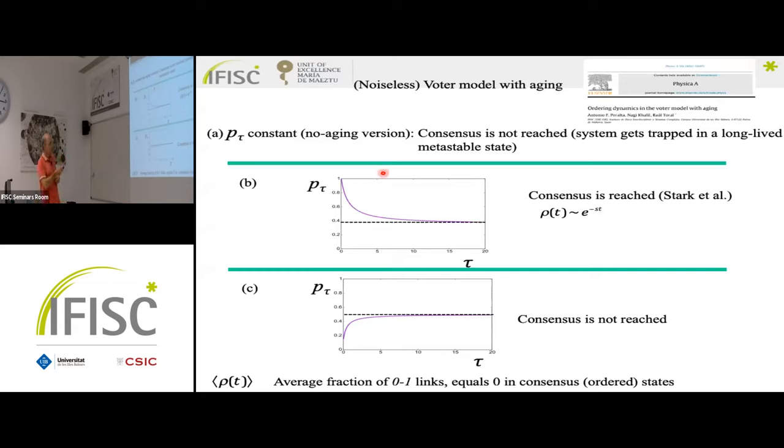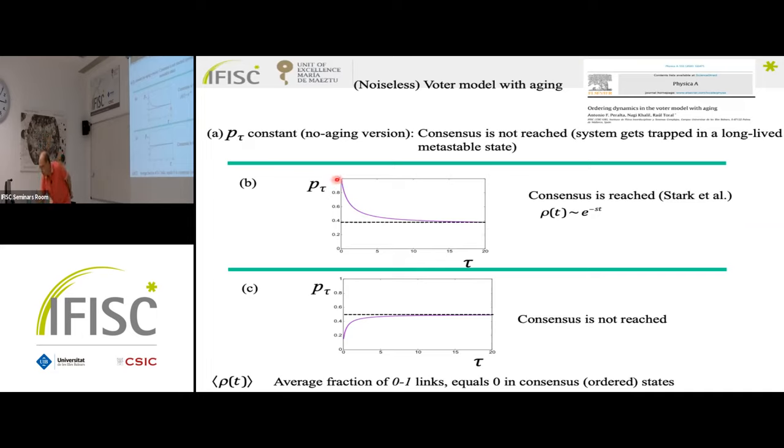If P decreases, is there an infinite limit? Also, for a finite number of agents, this is not a true phase transition. You switch from one state to another, whereas with a true phase transition you have symmetry breaking: you remain in one state forever. You choose the zero or the one, and you stay there forever. That's the main difference. Here, what they found, and we extend in this paper, is that if this probability decreases to a finite value, you reach consensus. But it's quite counterintuitive.